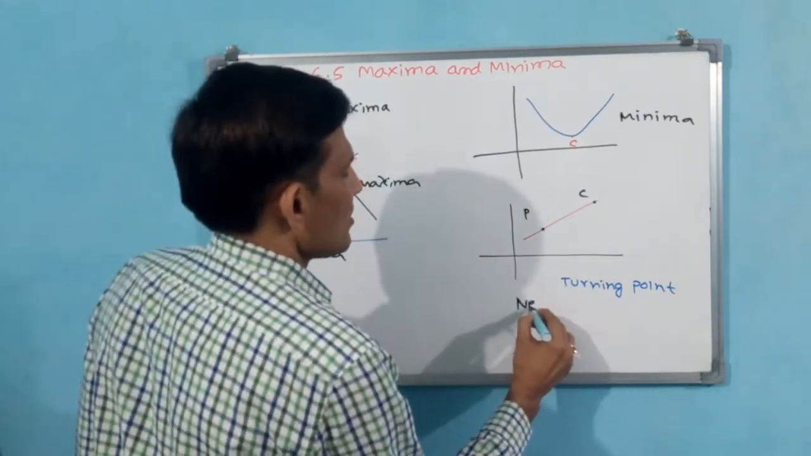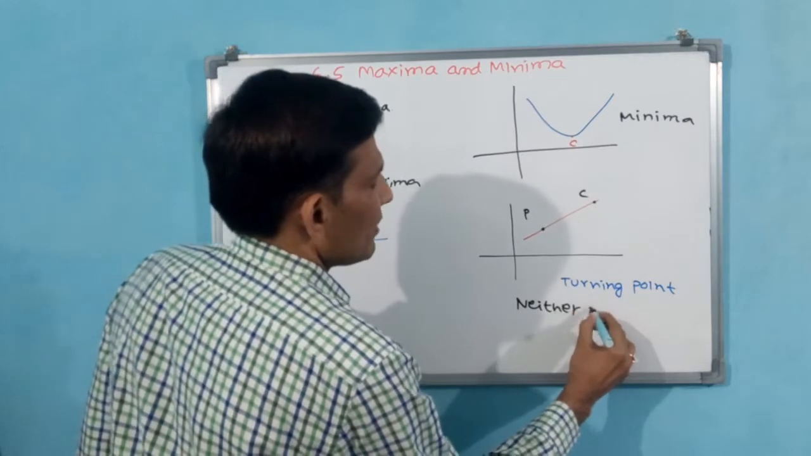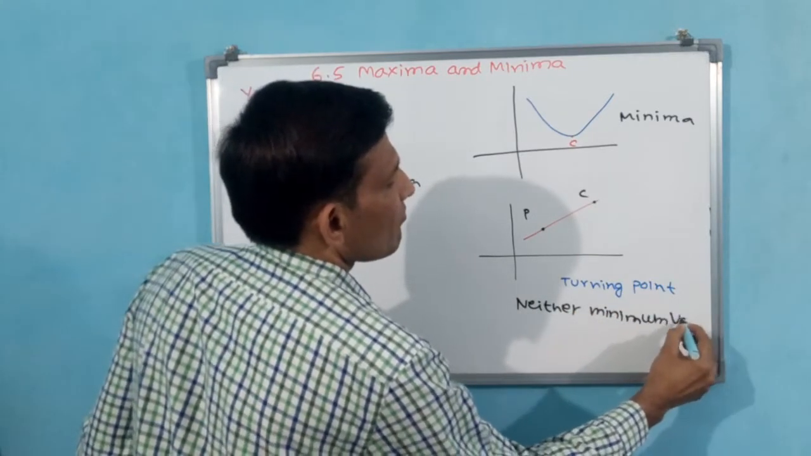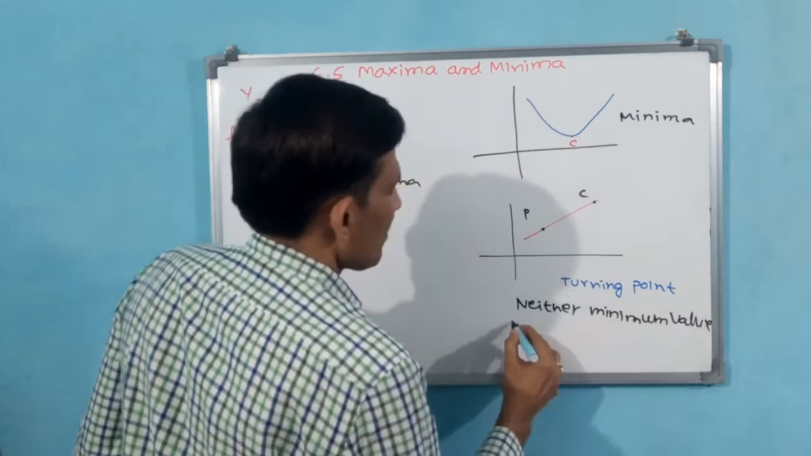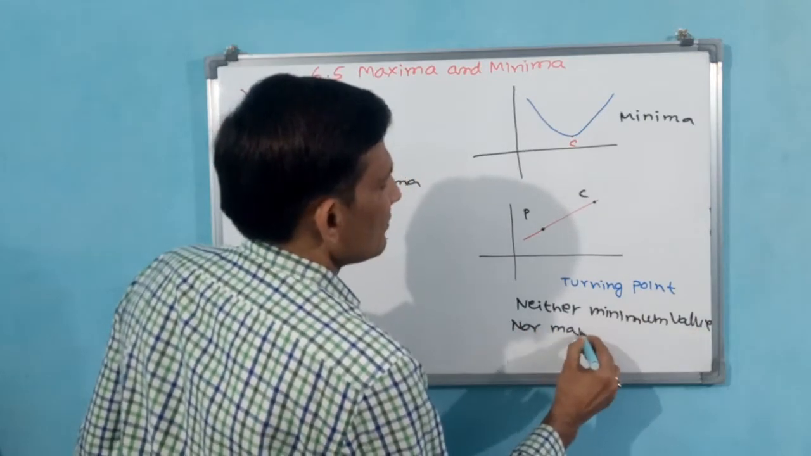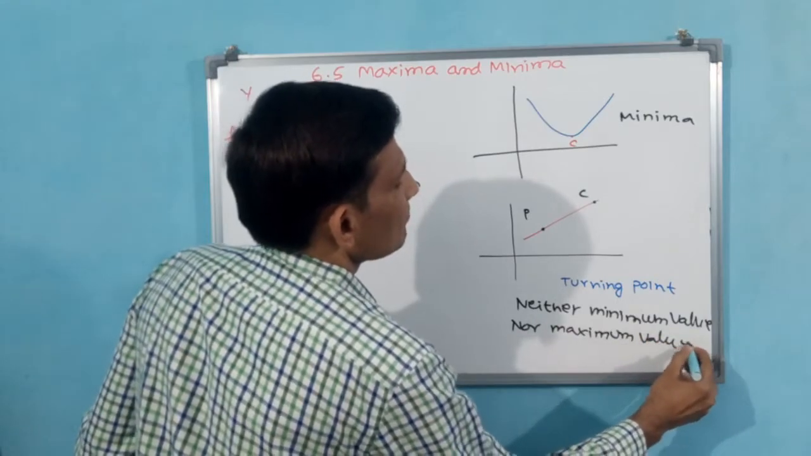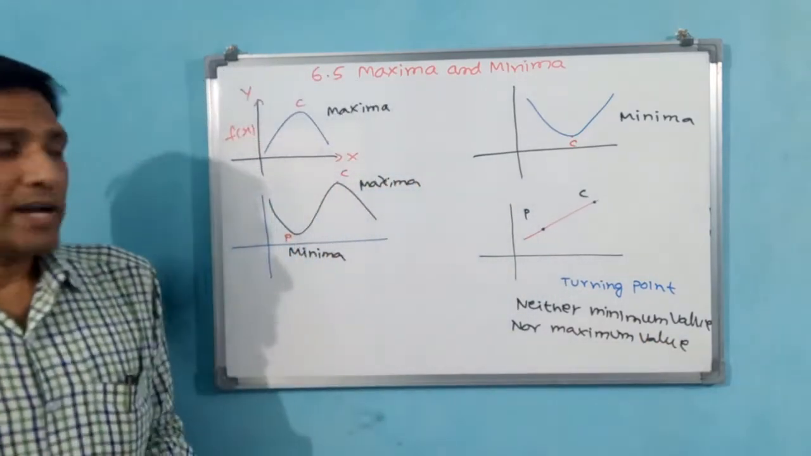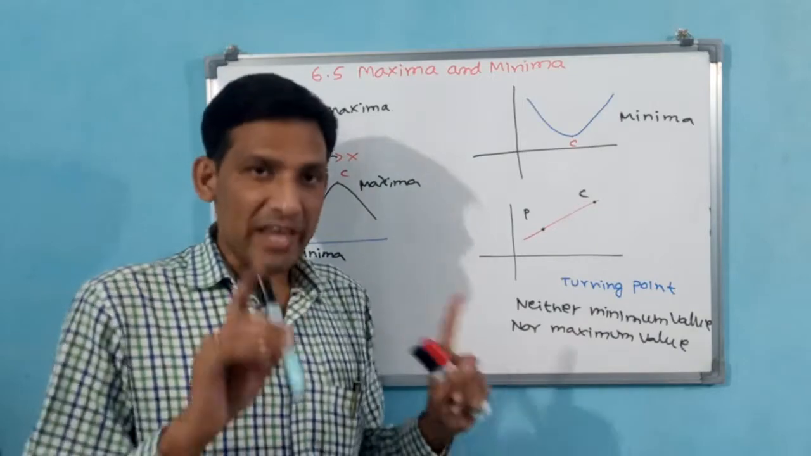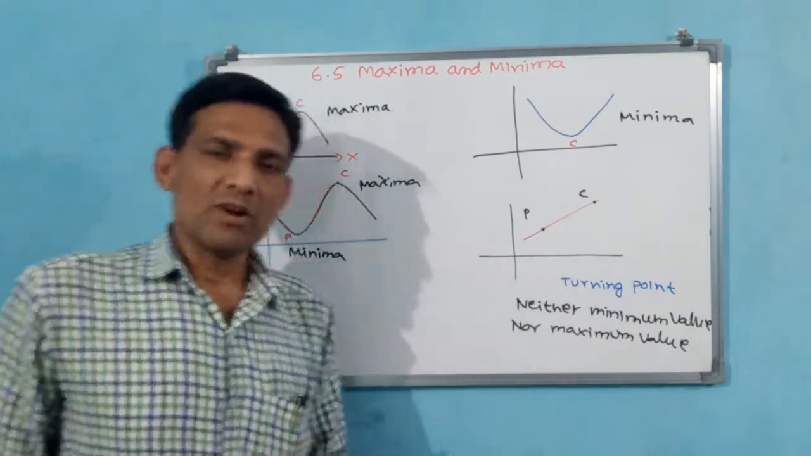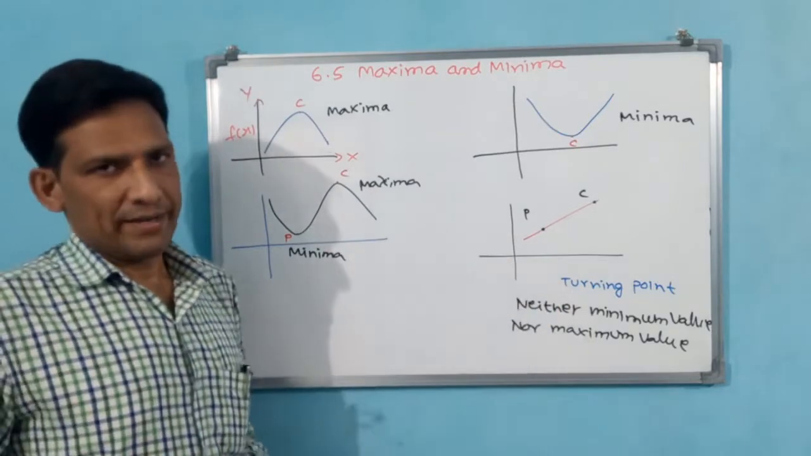Write down: neither minimum value nor maximum value. What you have to write? Neither minimum value nor maximum value exists for this function, like you have to write. You understand now? Why? Because there is no turning point.